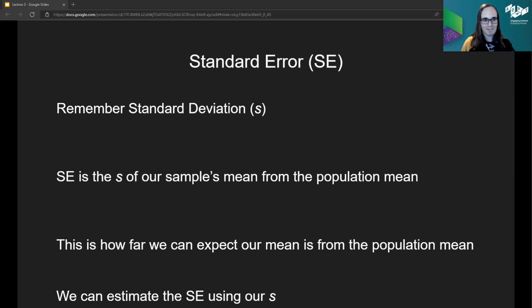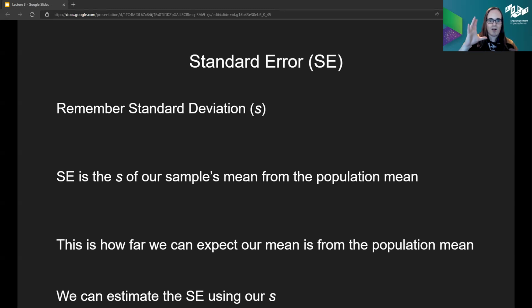But luckily, it's not unknowable. It's actually statistically calculable. This distance of how far our sample's mean was from the actual population mean is known as standard error. And we can actually use the standard deviation to estimate the standard error. If we know the standard error, we know how good of an estimate our mean is for the mean of the whole population.